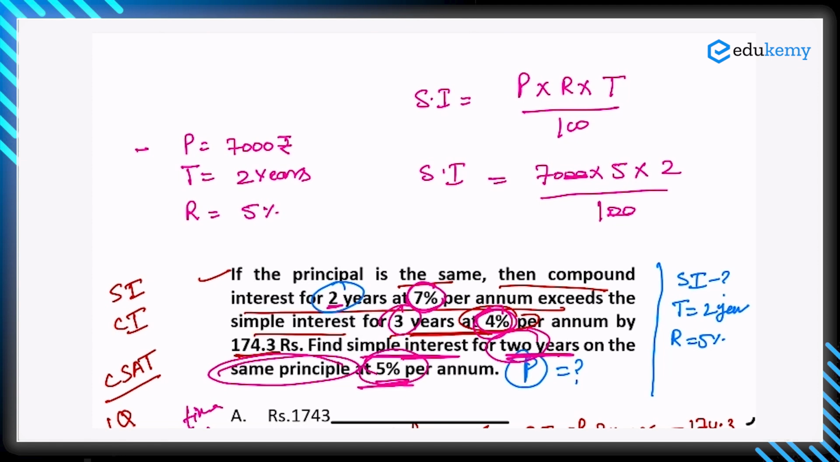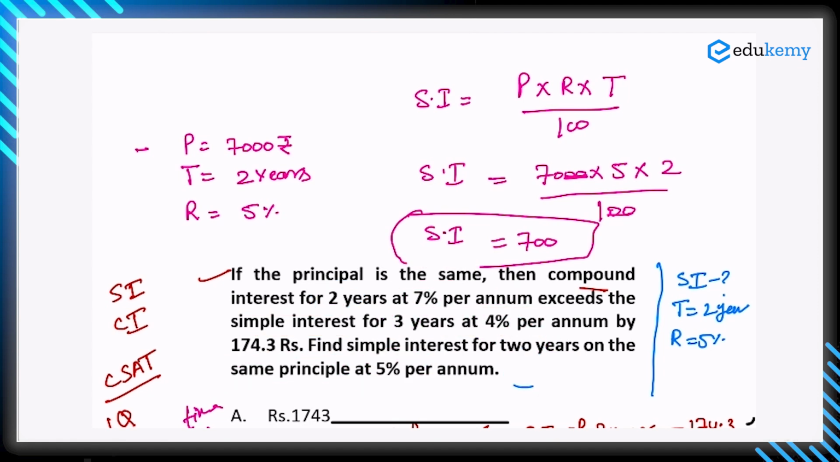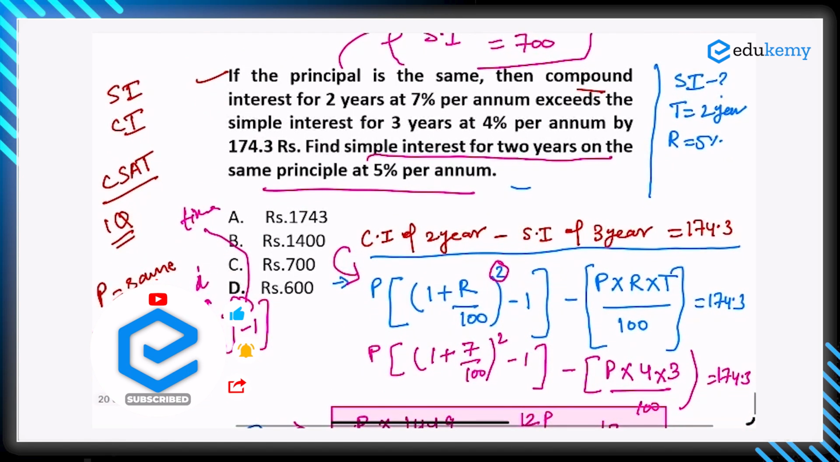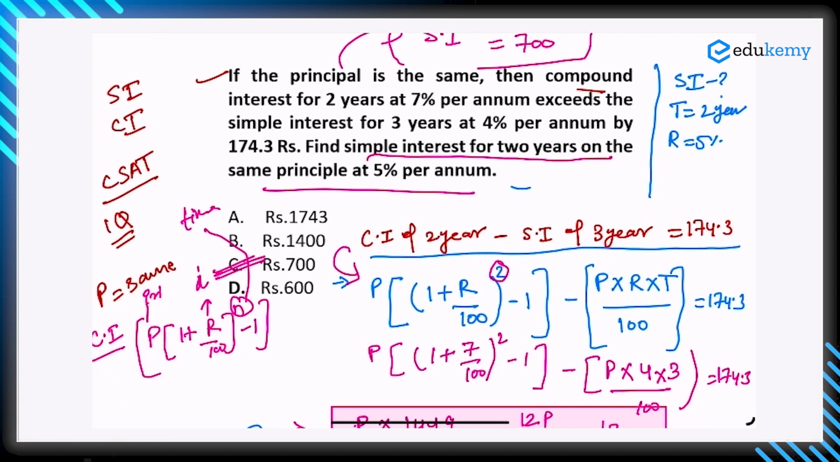Then 100 automatically cut हो जाएगा. Then the simple interest is equal to 5 into 2, which is 10. 10 into 70 is 700. So the simple interest for the 2 years on the same principal will be 700 rupees. So the answer of this question will be C, 700.